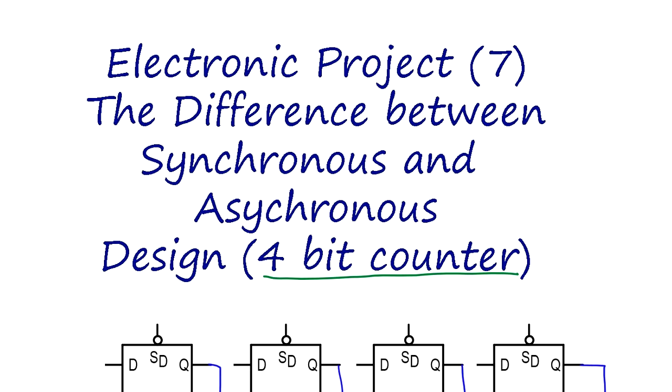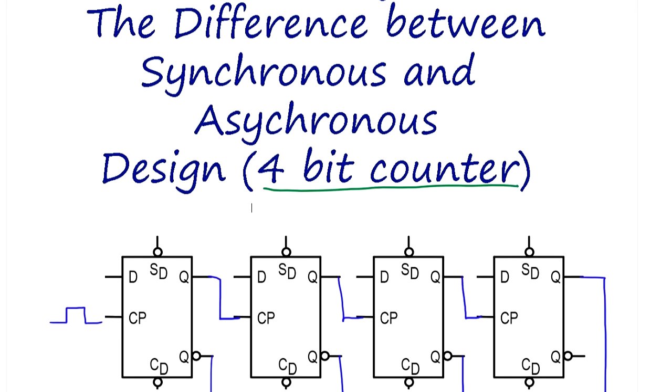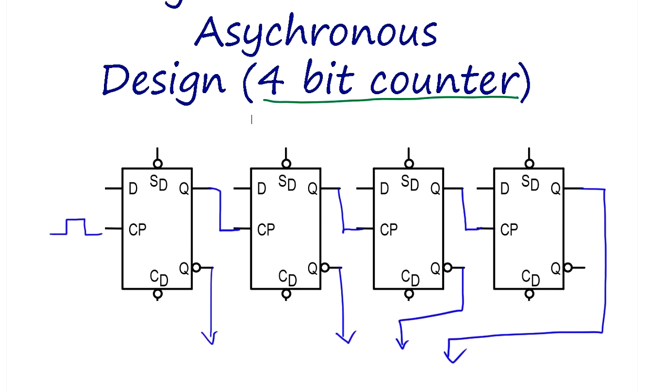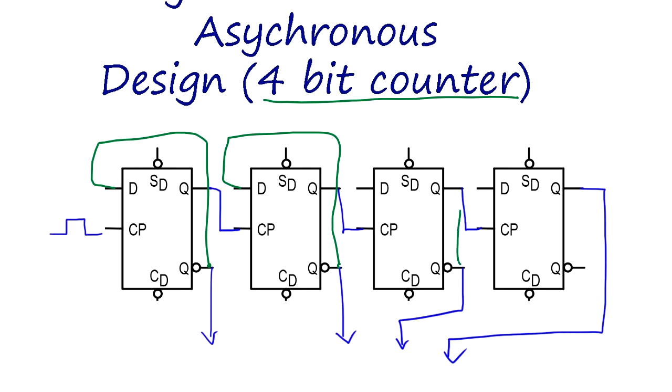Now, a beginner engineer, if you ask to make a 4-bit counter, this is what I got last time from that engineer. What happened is he put 4 flip-flops and fed this output back to D. Right? So each clock arrival, it toggles.